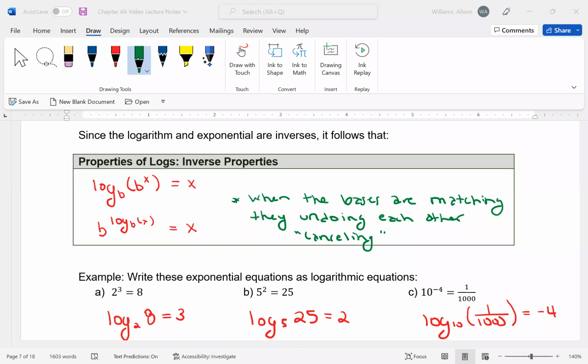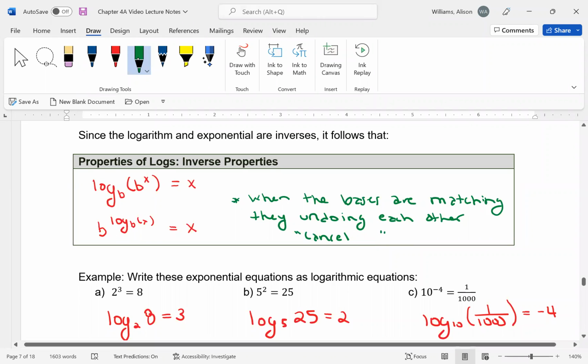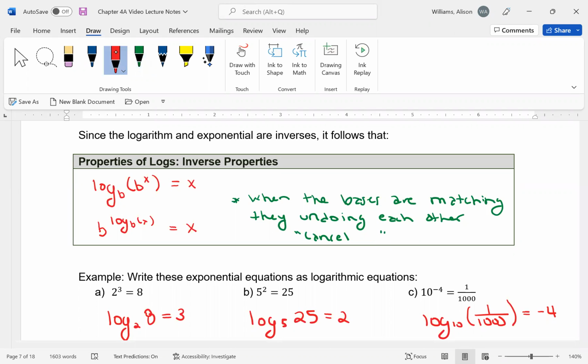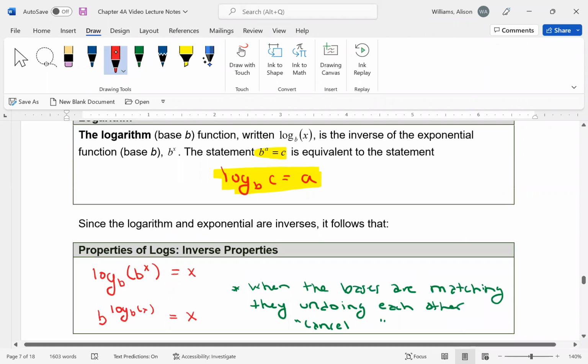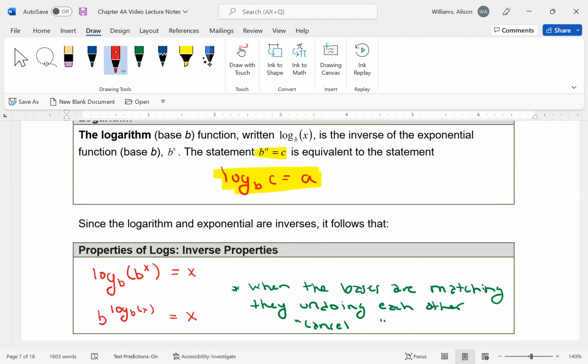Actually, for proper English, I should probably put cancel, not canceling. All right, so we'll come back to some of those properties soon, the idea that we can do some simplifying with logarithms. But honestly, the key for logarithms is this up here, what I've highlighted, to know that b to the a equals c is the same thing as log base b of c equals a. All right, that's the most important statement to memorize in regards to logarithms.